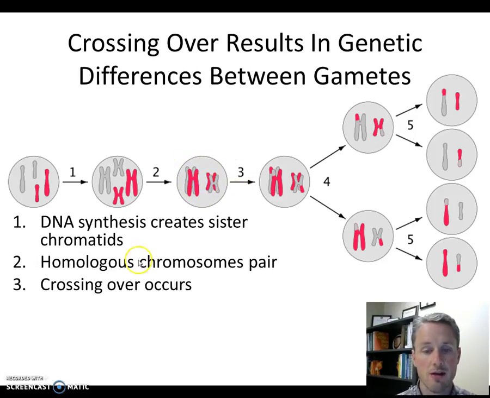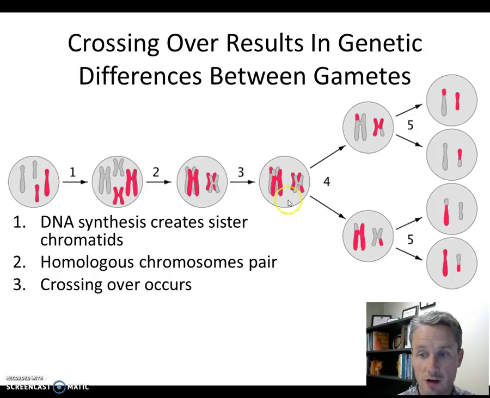In step 3, we're going to get crossing over. So we can see that crossing over has occurred because our homologous chromosome that is mostly red now has a little bit of the other chromosome at the end of this chromatid. And crossing over happens for every single pair of homologous chromosomes in meiosis. So both of our chromosomes have crossed over with one another. We have the large chromosome and the smaller chromosome.